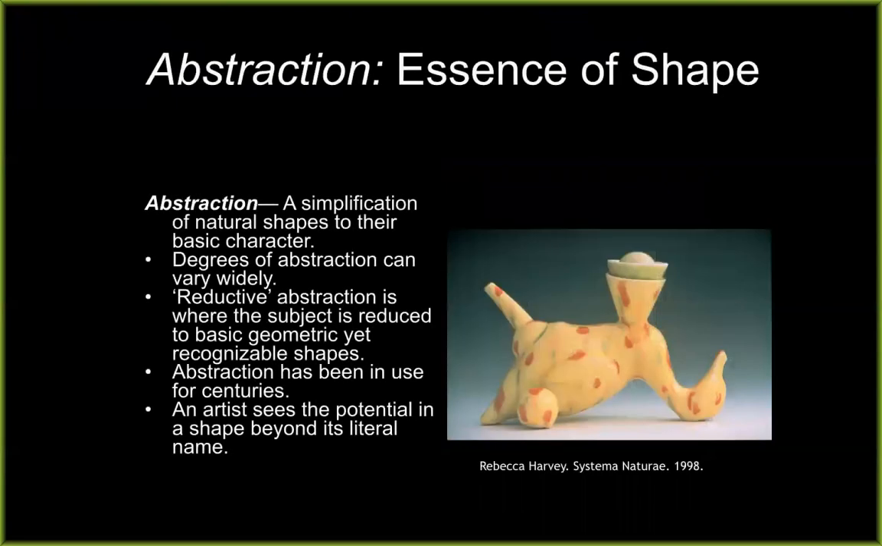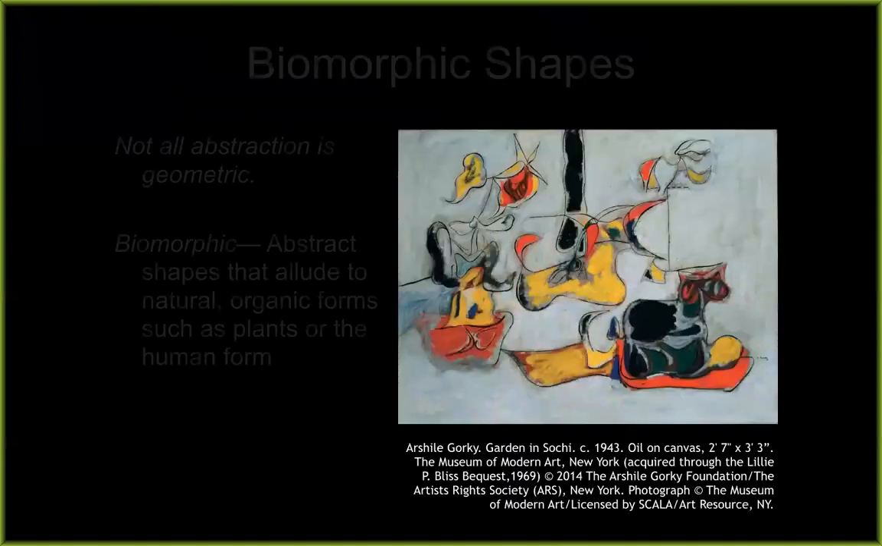Artists also abstract forms and shapes. So when you talk about abstraction, you might think of a simplification of a shape to the basic character of it. There's different degrees of abstraction. You can reduce a shape down to just the basic geometric shape, like a circle or a triangle or a rectangle, or you can have somewhere in between naturalism and abstraction. It's been used for centuries, and it still continues to be used as artists continue to show things in a new light.